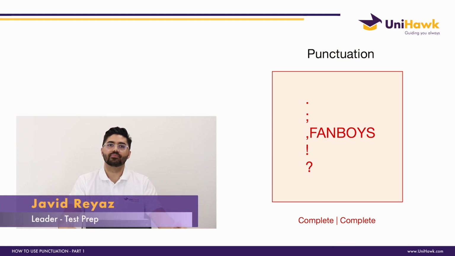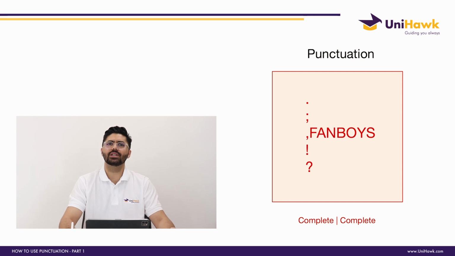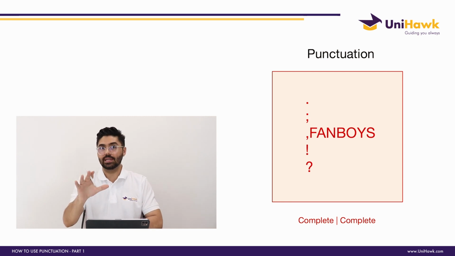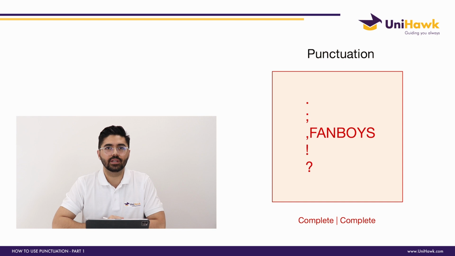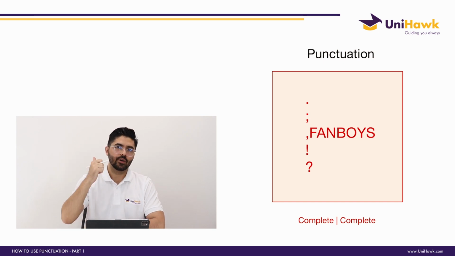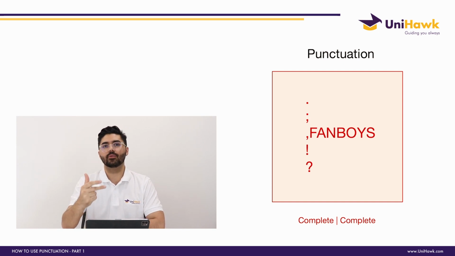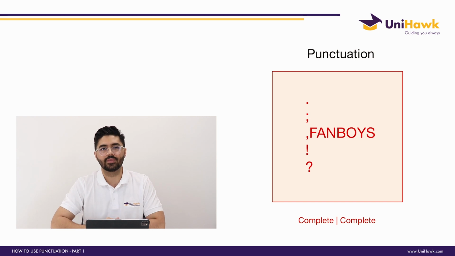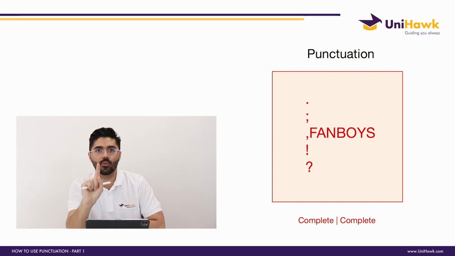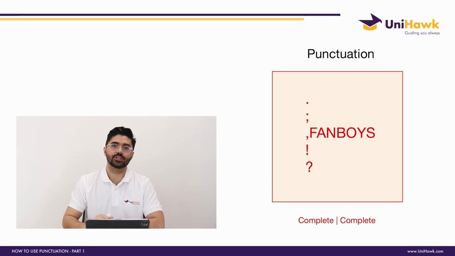Punctuation marks. You see many questions on the digital SAT on punctuations, and the question is, how do you deal with them? Easy. Let's look at the first family of punctuation marks. We have period, semicolon, comma, fanboys, exclamation mark, and question mark in this family. And they can only do one job. That is to separate two complete ideas from one another.